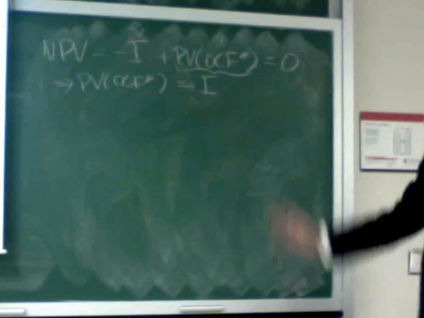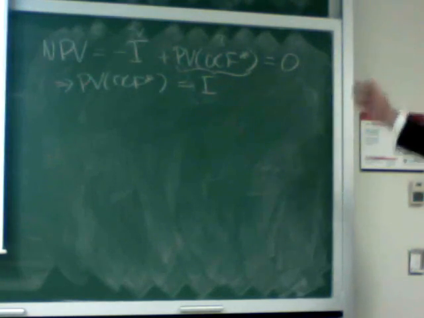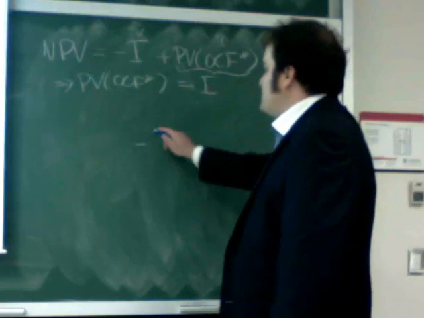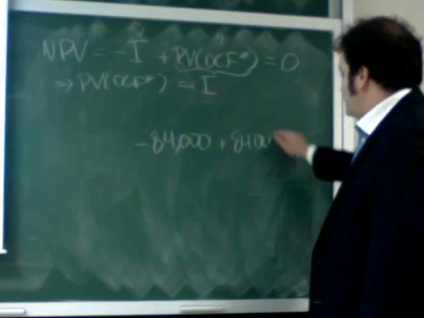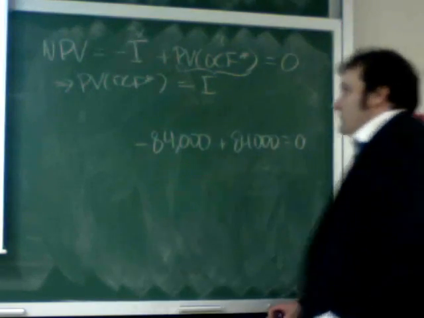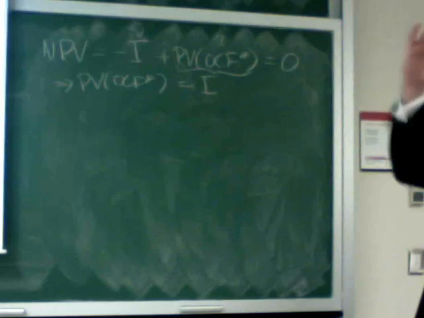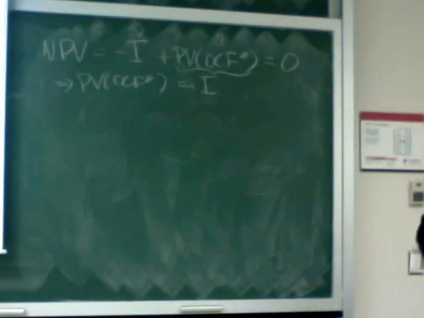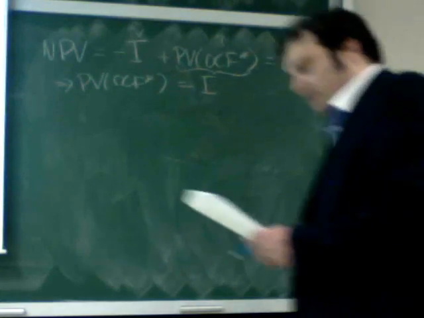Right? This is a similar concept to the bid price thing. If I want the net present value to be equal to 0, then say the investment in this case is minus 84,000, then I need this to be equal to 84,000 to get to 0. So I know that the present value of my break-even operating cash flows is equal to 84,000. Now what I have to figure out is what is the operating cash flow each year that makes the present value equal to 84,000.